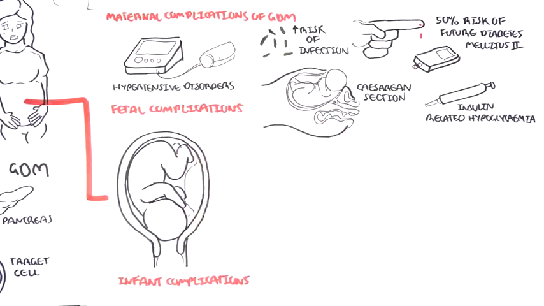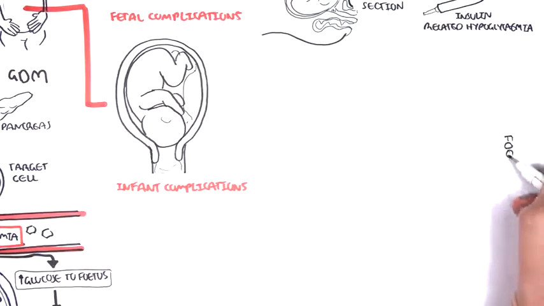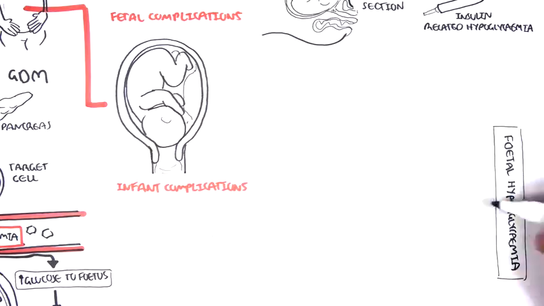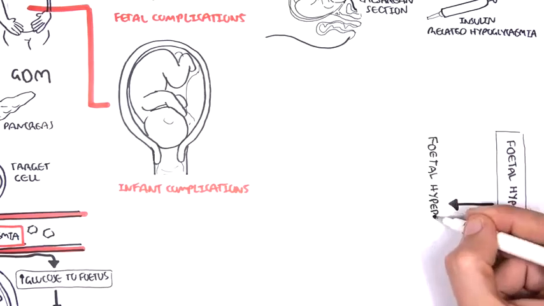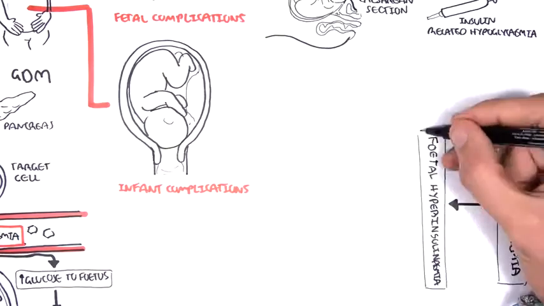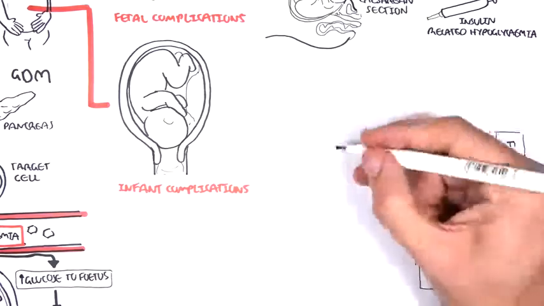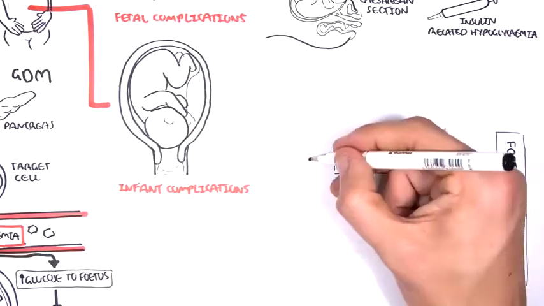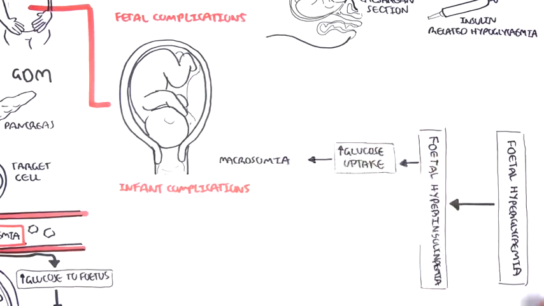Fetal complications occur as a consequence of fetal hyperglycemia. With fetal hyperglycemia, you get fetal hyperinsulinemia. Fetal hyperinsulinemia means that there will be more glucose uptake by fetal tissues, causing macrosomia or a big baby.